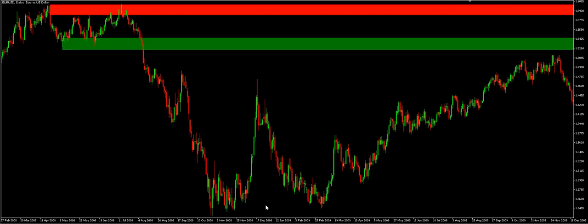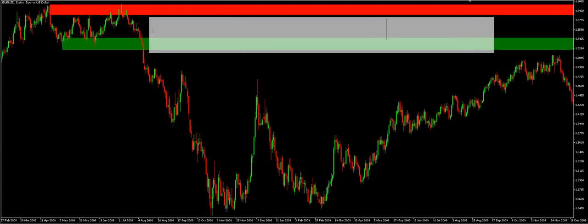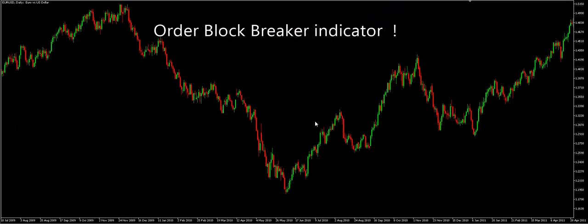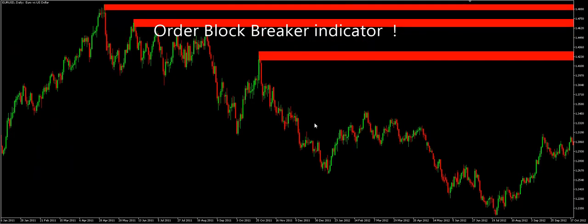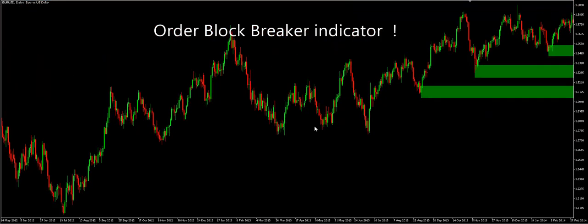Today, we will talk about everything you need to know about the order block and breaker indicator. The order block breaker indicator is an effective MetaTrader tool because it allows Forex traders to earn an elevated reward while taking little risk. It is also available in TradingView.